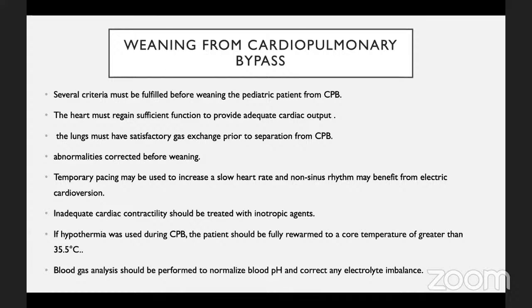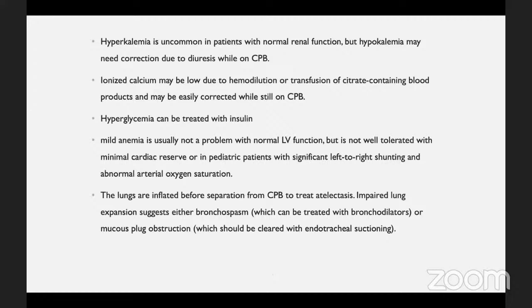If hypothermia was used during cardiopulmonary bypass, the patient should be fully rewarmed to a core temperature of greater than 35.5 degrees Celsius. Blood gas should also be performed to normalize blood pH and correct any electrolyte imbalance. Hyperkalemia is uncommon in patients with normal renal function, but hypokalemia may need correction due to diuresis while on bypass. Ionized calcium may be low due to hemodilution or transfusion of citrate-containing blood and may be easily corrected while on bypass. Hyperglycemia can be treated with insulin.